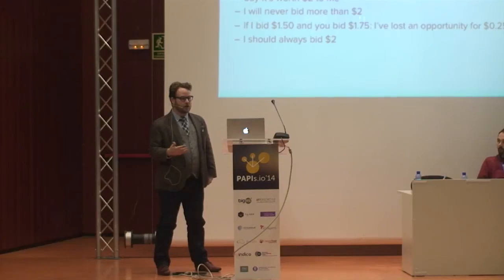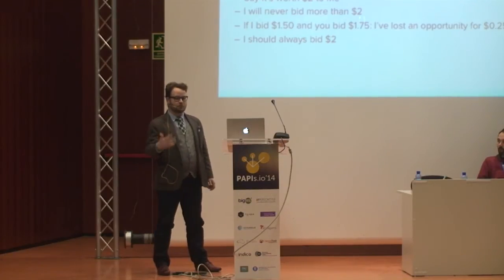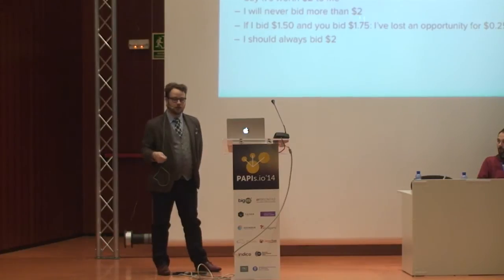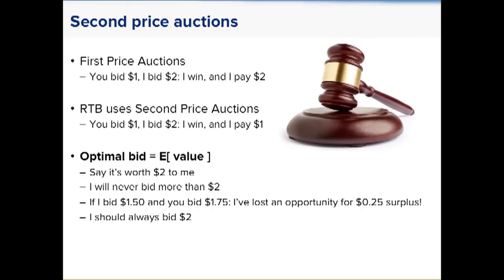This type of auction has been chosen for RTB, and for a couple of other contexts as well, because the optimal bid for any given player in an RTB auction is to bid the expected value of winning. And I'll give you a quick hand-wavy proof of that. If something is worth $2 to me, then there's no way I'm bidding any more than $2. I think we can all agree that if it's worth $2 and I bid more, I might win at more than $2, so I'm not going to do that.